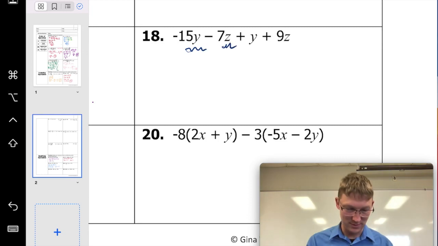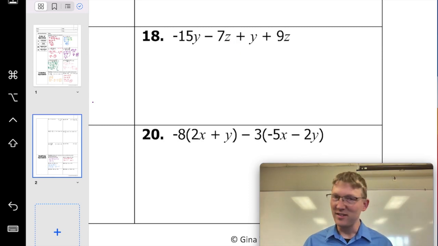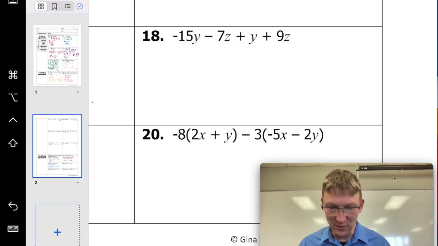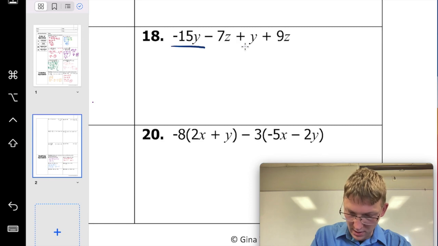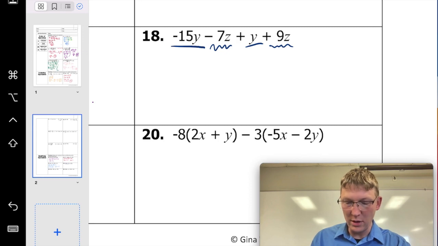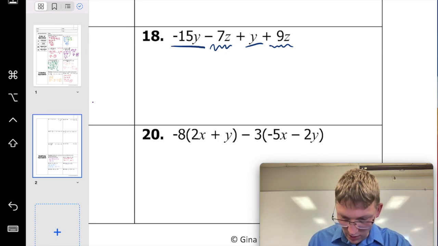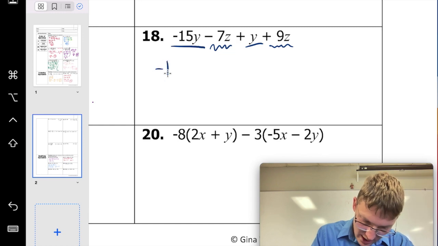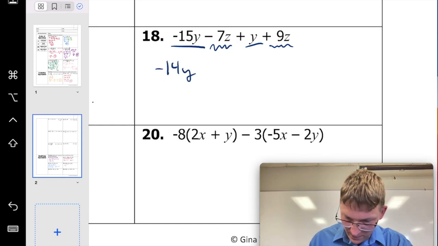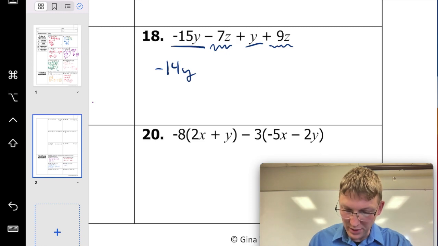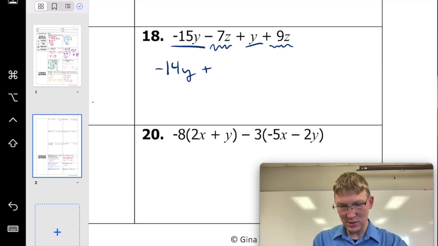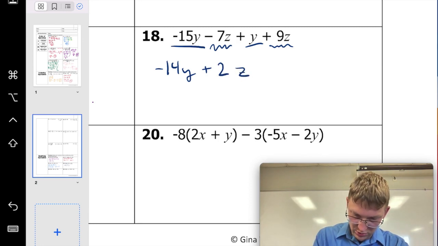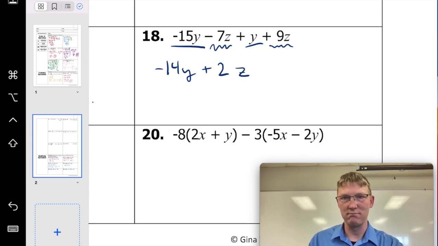Oh no, there are 2 different variables. We can do it. Same process, we're just adding more letters. No big deal. So we've got a y and a y. We've got a z and a z. So we'll combine the y's, -15y's plus 1y. So we've got -14y's, and then -7z plus a +9z. Let's see here, 7, 8, 9. So it's going to be 2z. That's it.